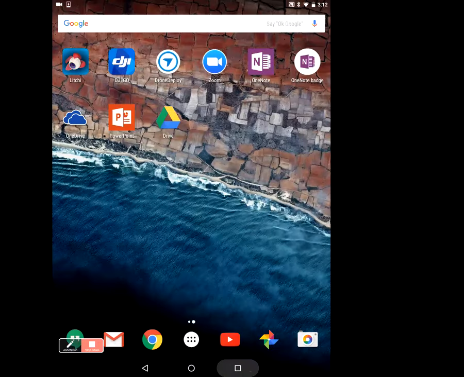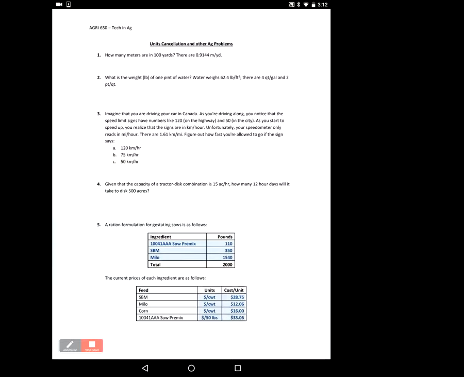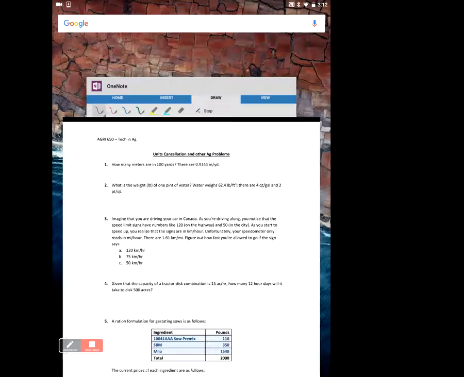I'm going to be working from this one right here. It's units cancellation and other ag problems. Like I said, you've got this on Blackboard. So what I would encourage you to do is open it up and attempt to work through it on your own. You may not be able to get through all of them, but there's some value in at least attempting that. Then you can look at the answer key, and then you can watch this video or work along with this video, pausing it as you need, whatever works for you.